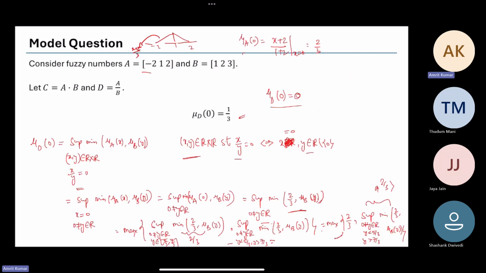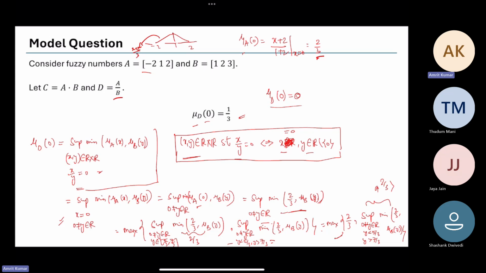To summarize, we were interested in finding the membership value of 0 in D. D is A by B. So we use the extension principle to write this. And then we observed that if x comma y is a pair of real numbers such that x by y is 0, then that is the same as saying that x is 0 and y is some non-zero real number. So this supremum can be broken down into this supremum, right? Now, x is 0 here, so we can simply put 0. And it turned out that the membership of 0 in A is 2/3.